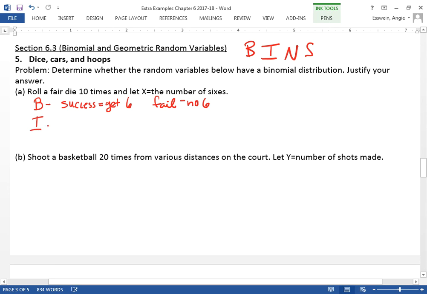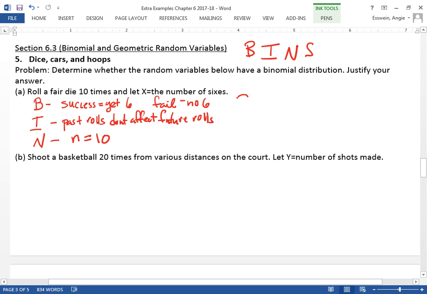Independent. When you roll a die, are the trials independent? Yeah. Past rolls don't affect future rolls, so each roll is independent. Is there a fixed number of trials? And what is n equal to then? N and p are the most important things here. N is 10. There's a fixed number of trials.